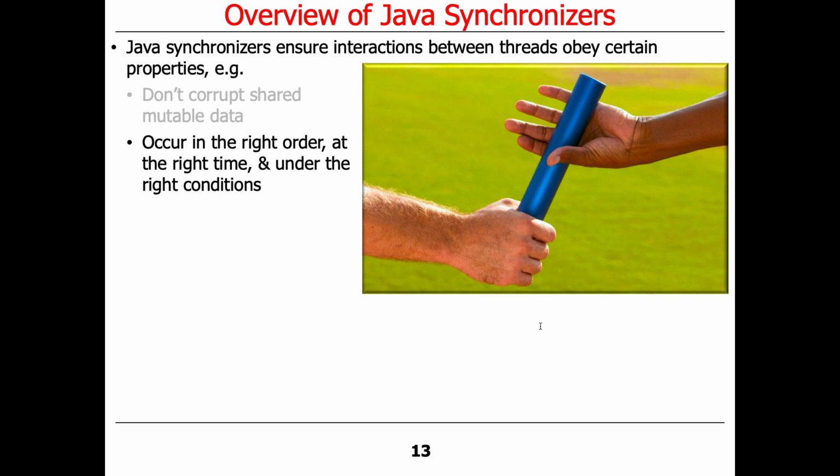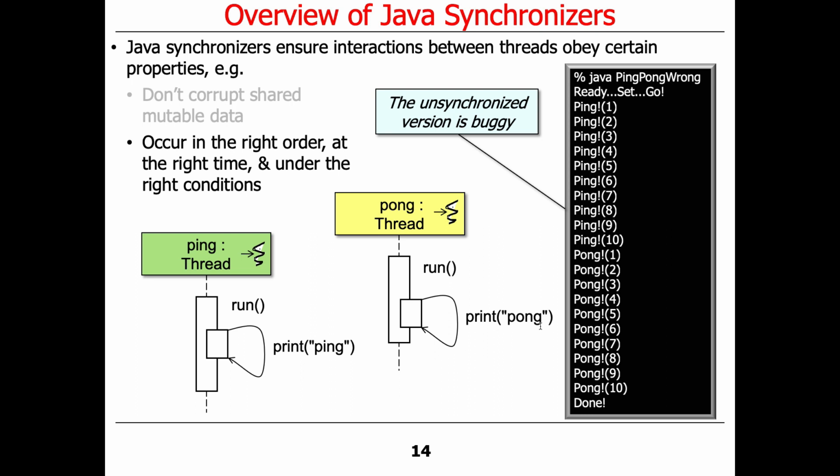Another thing that synchronizers do is they ensure that interactions between threads occur in the right order, at the right time, and under the right conditions. So this is more about coordination, passing things off. So here's a very simple example. Let's say we want to write a little program that plays ping pong.